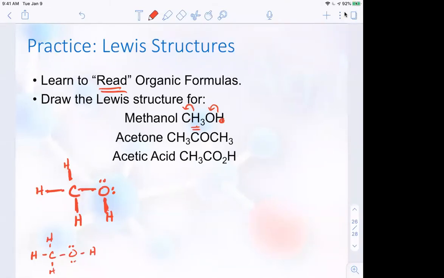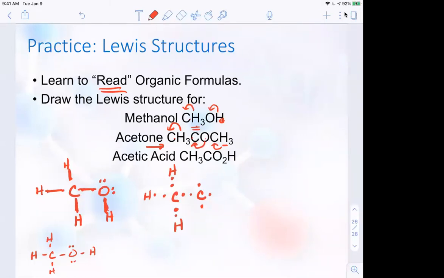Here, I'm going to again read left to right. That means these hydrogens are on this carbon. The carbon is connected to this carbon. This oxygen is on that carbon. This oxygen, I'm going to look at this one because that oxygen is only connected to that central carbon. And then these hydrogens are here. So let's draw the basic structure. I have carbon surrounded by 3 hydrogens. I have carbon.